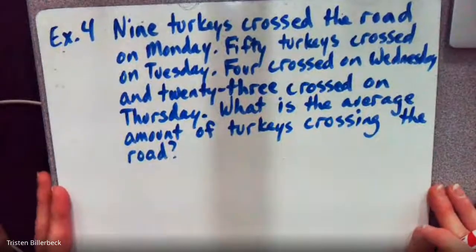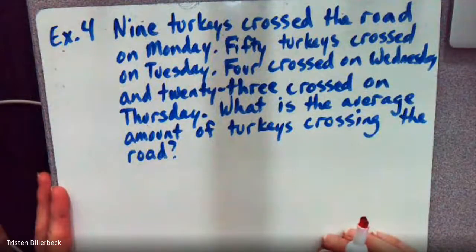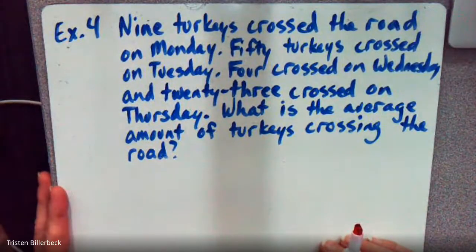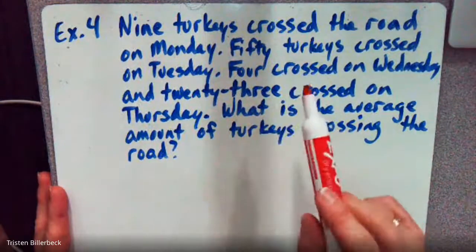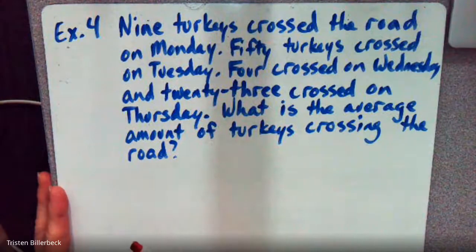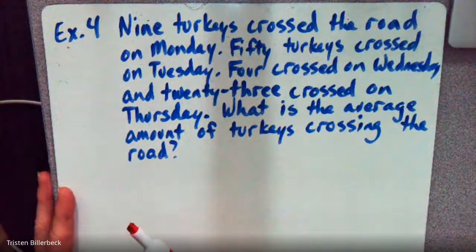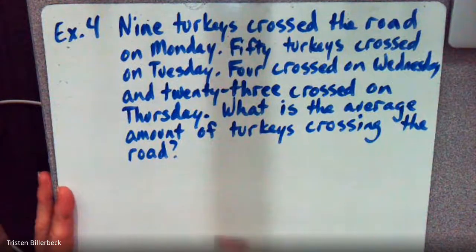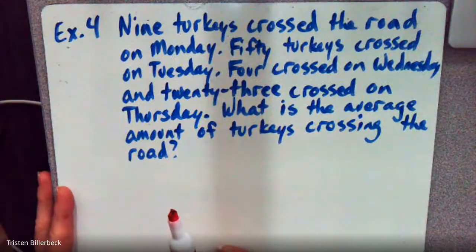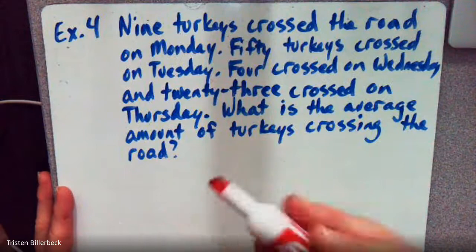Okay, so 9 turkeys crossed the road on Monday. 50 turkeys crossed the road on Tuesday and were totally oblivious to cars and decided that they would hang out and not care that they were blocking the road. Then on Wednesday, 4 crossed the road and 23 crossed the road on Thursday. So what is the average amount of turkeys that crosses the road? So if we assume that the 50 turkeys that just hung out and blocked the road really were crossing the road, just taking a great deal of time doing so, we will include them in this average.